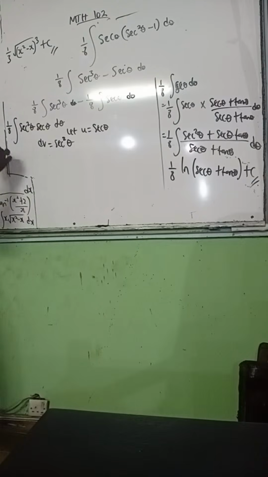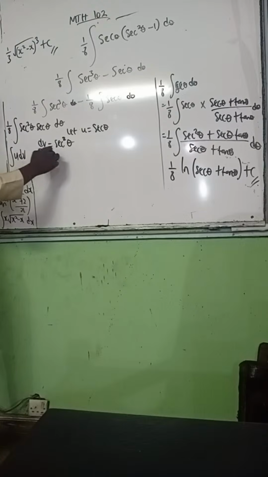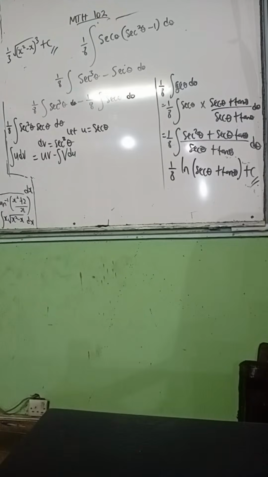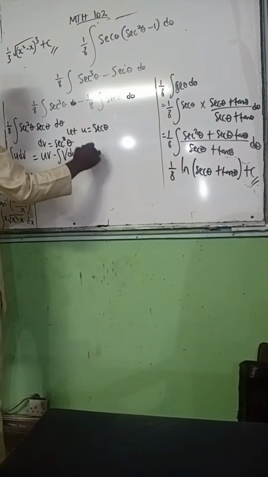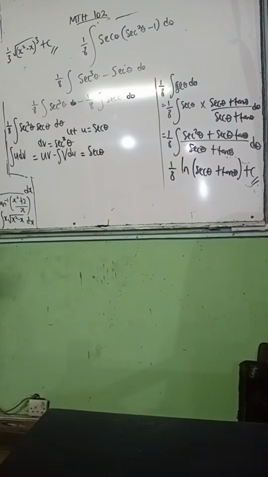So it's preferred. If you have the integral of u dv for an integration question, it's the same thing as uv minus the integral of v du. That's the formula for integration by parts. So we assume that this is our u and this is dv, so this is our u dv. So it equals u, and what's our u? Sec theta. What's our v? If dv is sec square theta, what will be v?